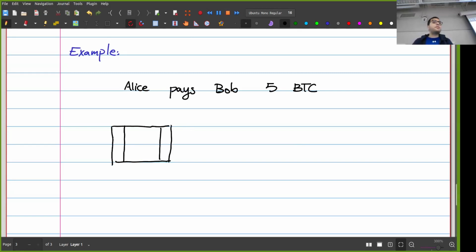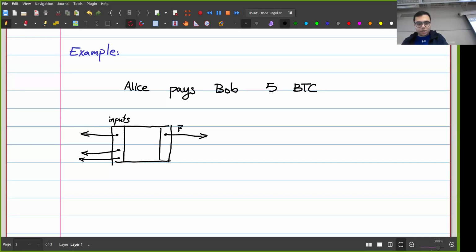Here we have the inputs to the transaction. And these are pointers to the previous transactions in which Alice was paid. Okay, so maybe she wants to pay 5 Bitcoin. She has to say when she got these 5 Bitcoins. She has to give me some pointer to previous transactions. So these are the inputs. And these are just hash pointers to previous transactions in which Alice received maybe 1 Bitcoin here, 2 Bitcoin here, 2 Bitcoin here.